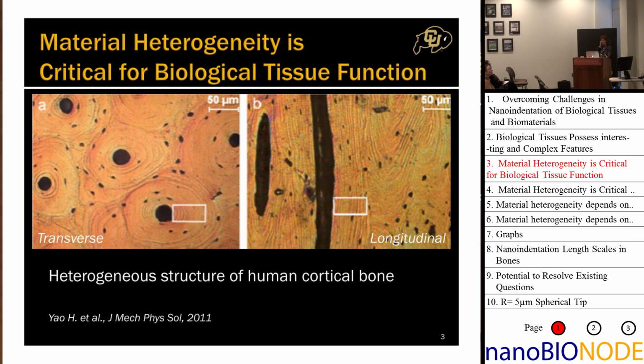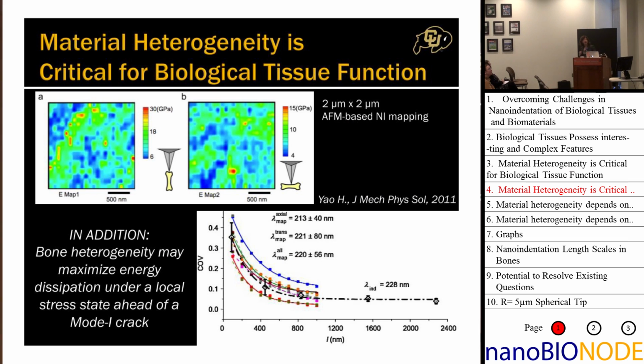We also know that the heterogeneity plays a role in bone, as it does in many tissues. It turns out that this paper really nicely showed by mapping over these 2 by 2 micron regions using AFM-based nanoindentation, and then comparing their AFM-based nanoindentation.